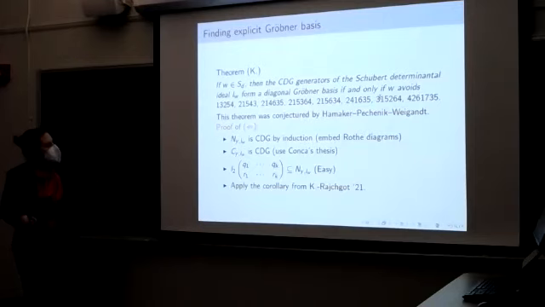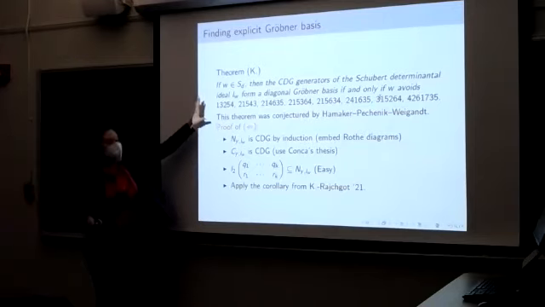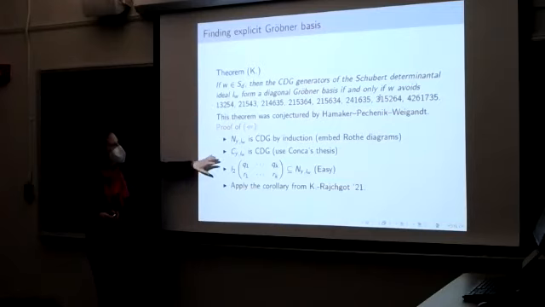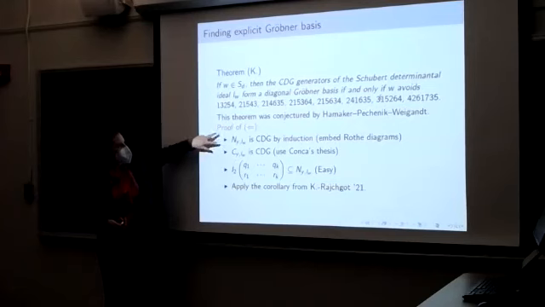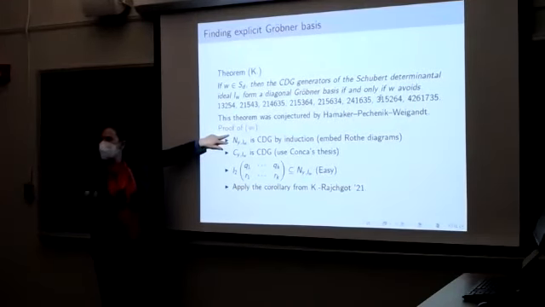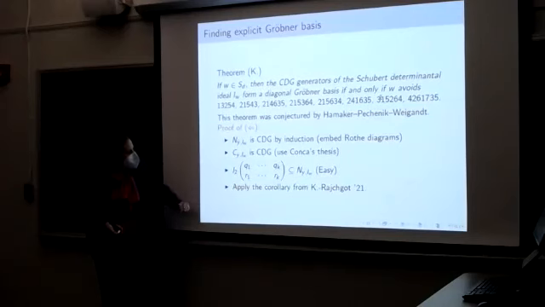I am over time, so I will just say that you can also do this to get explicit Gröbner bases. Here's a pattern avoidance result. It is understanding the link that is hard, and understanding the deletion you hope that you're getting back an example of something that you've already seen before.